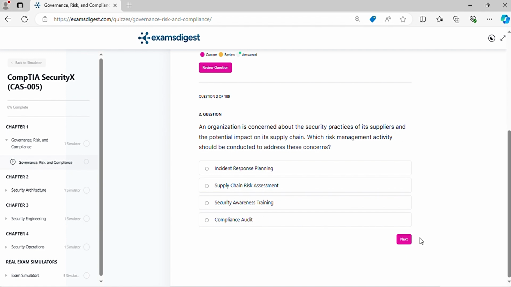Question 2. An organization is concerned about the security practices of its suppliers and the potential impact on its supply chain. Which risk management activity should be conducted to address these concerns?